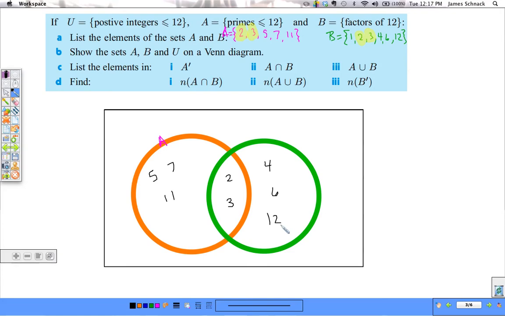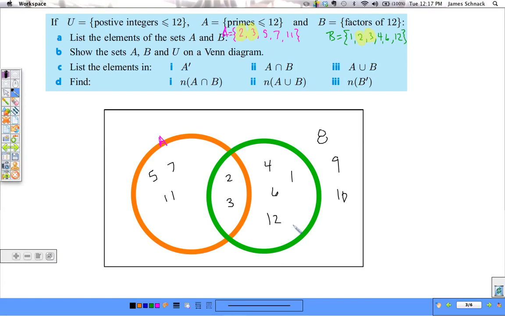Is that all of the numbers? No. We have some left off. I'm missing one also. We've got 1, 2, 3, 4, 5, 6, 7, 8. 8 goes out here. 9 goes out here. 10 goes out here. 11, 12. We have to account for all of the numbers.